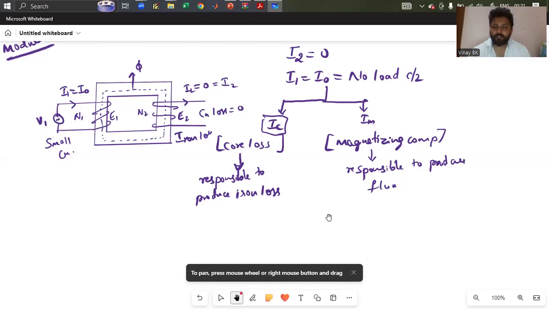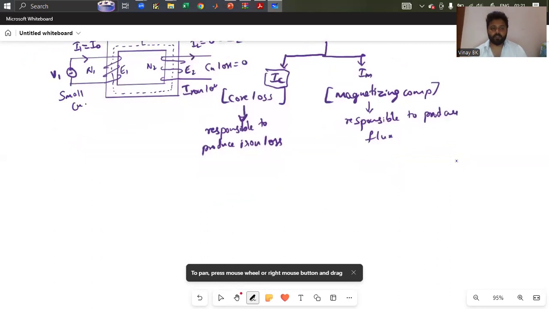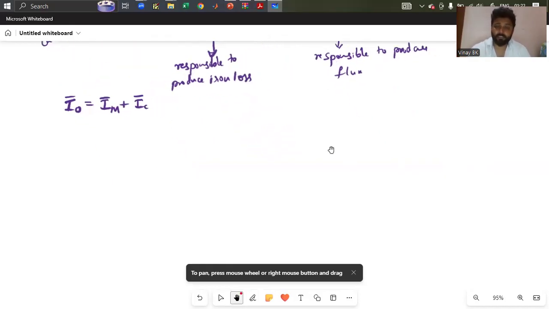So now how will we draw the phasor diagram? Before that, this no load current I0 is nothing but the vector addition of the magnetizing component IM and the core loss component IC. Before writing these, I will draw the phasor diagram. For this, flux is the reference because it is linking both the primary winding as well as the secondary winding. So flux phi is the reference.